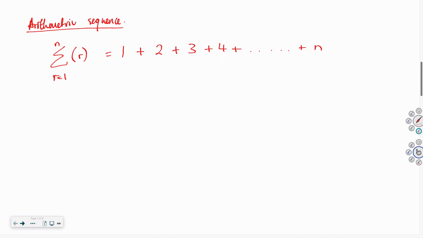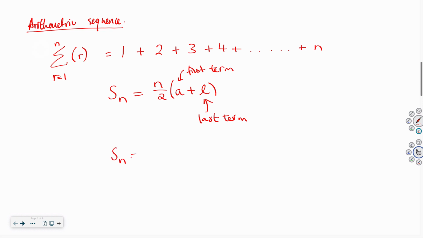So if we know that we're summing this sequence and it's an arithmetic sequence, we can use the formula Sn is equal to n over 2 times (A plus L), where L is the last term and A is the first term. And n is just the number of terms that we've got. So we know we've got n terms because we're going up to n.